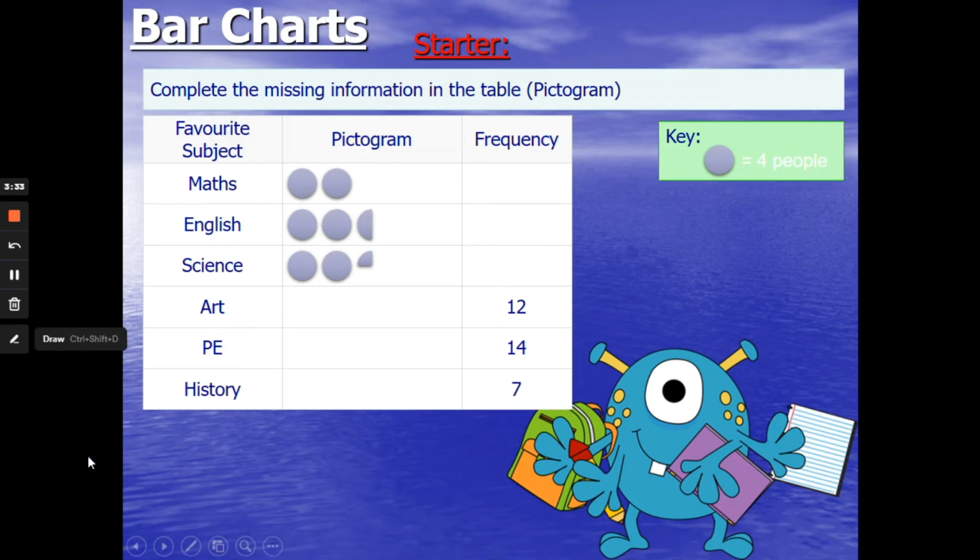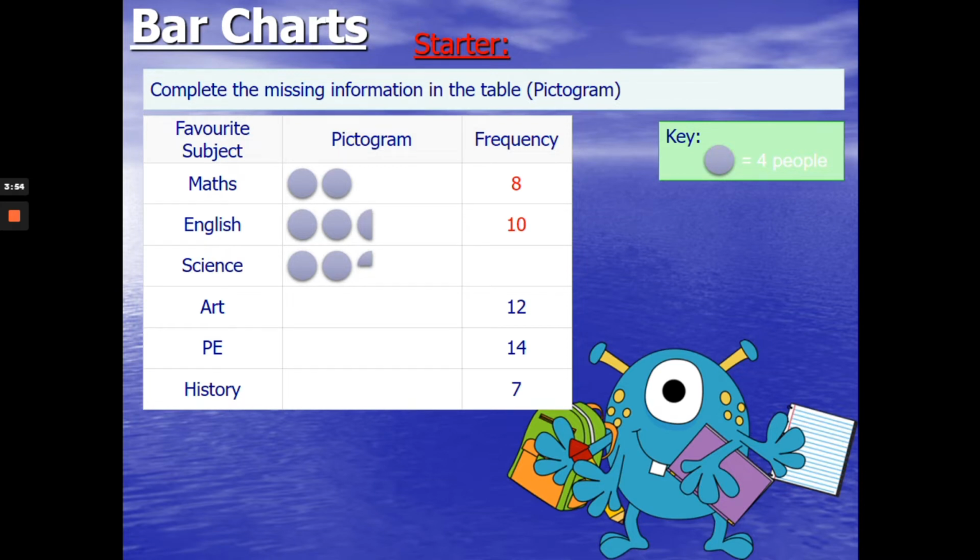Okay, well done if you've done that. We're about to go through the answers. So the top one, there are 2 whole circles there, so that means there are 8 people. For English, there are 2.5 circles, 2 4s, and then you halve it, so 2. So 2 4s, add 2 equals 10.